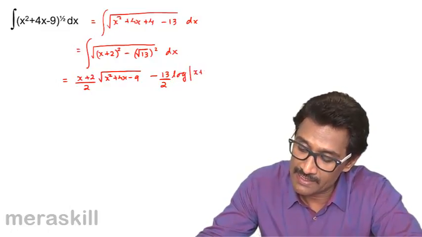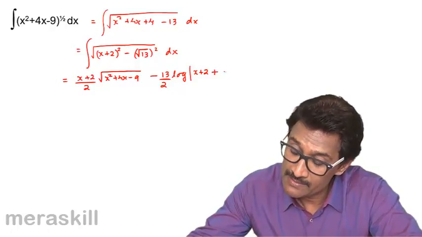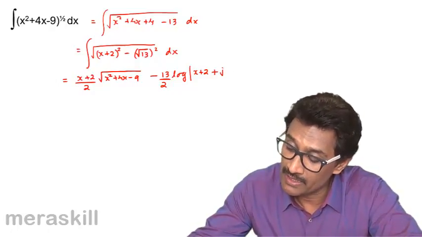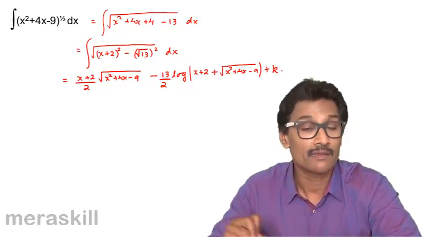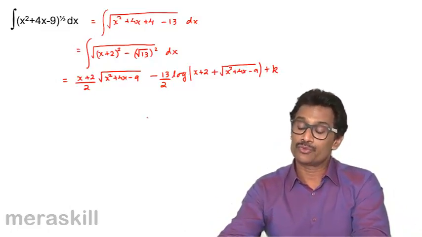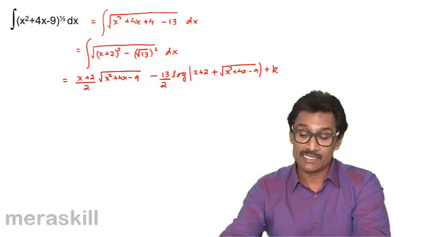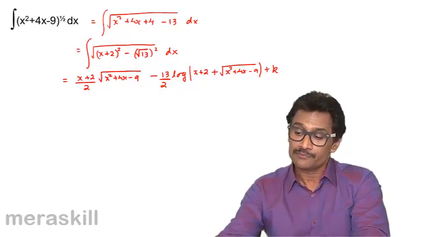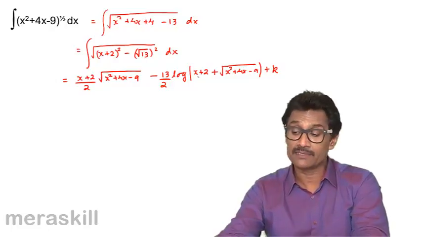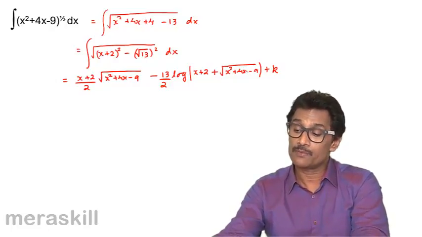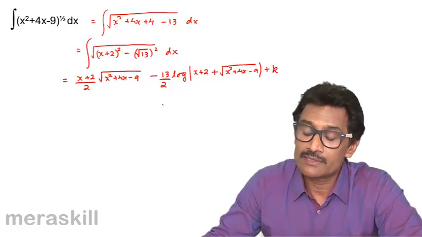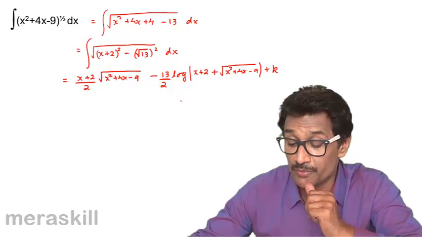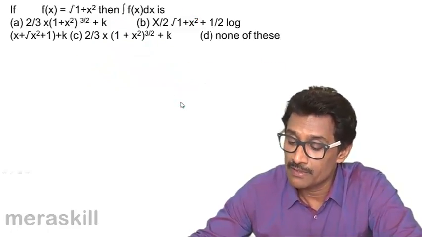X in this case is x plus 2 plus root x square minus a square, x square plus 4x minus 9 plus c. Okay, so it's x plus 2 by 2 into root x square plus 4x minus 1 minus a square by 2, that is 13 by 2, log x plus 2 plus root x square plus 4x minus 9 plus k. So these were all certain special type of substitution formulae, 6 of them, which we need to learn.